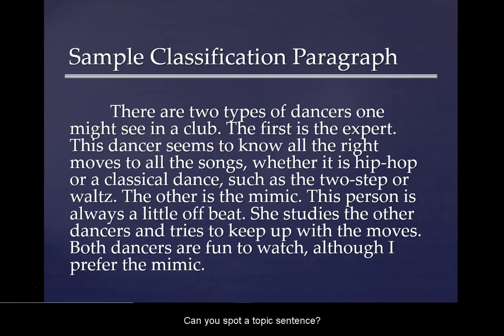Can you spot the topic sentence? Can you spot the summary sentence? Can you tell me which two types of dancers the writer is discussing? And the illumination, the examples, are the minor details. Can you find those?